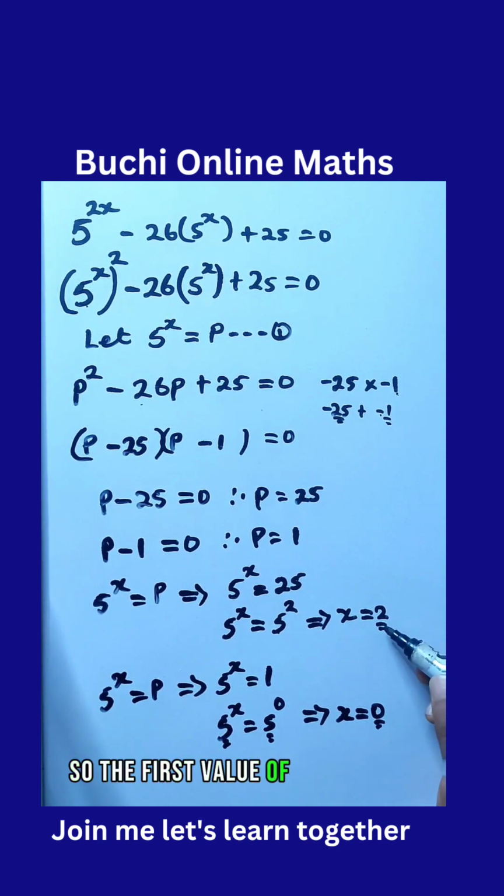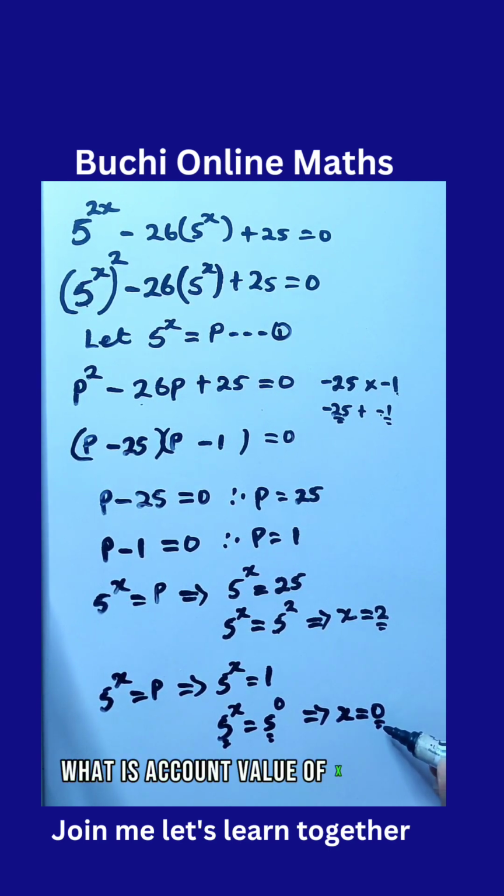So the first value of x is 2, while the second value of x is 0.